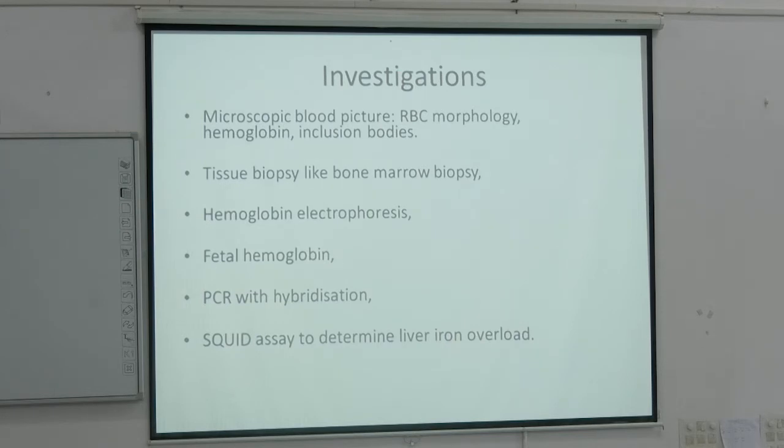Usually the RBC should not contain any inclusion body. It has no organelle, so why should it contain any inclusion body? Correct? But in abnormal hemoglobin, where there is a hydrophobic patch, they will cling to each other and form clumps. Those appear like inclusion bodies under the microscope in abnormal hemoglobinopathies.